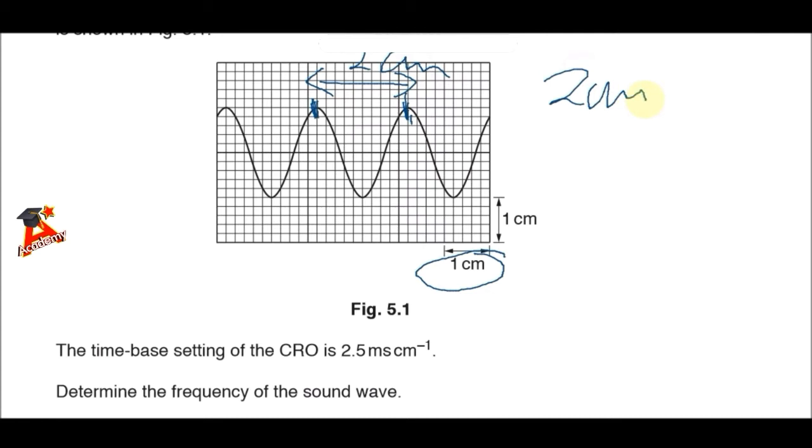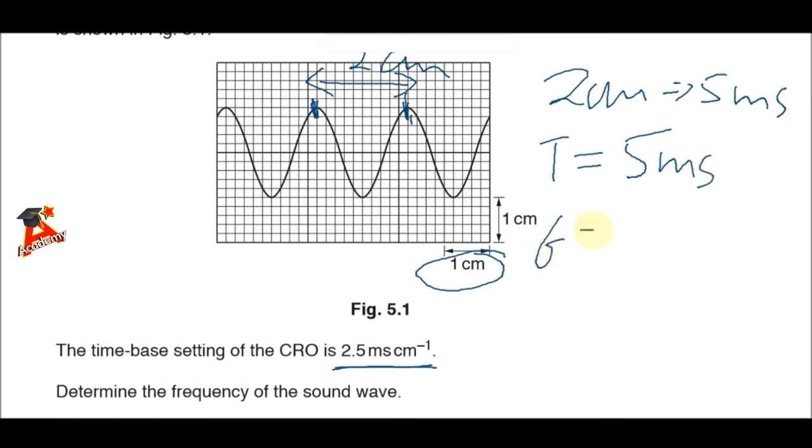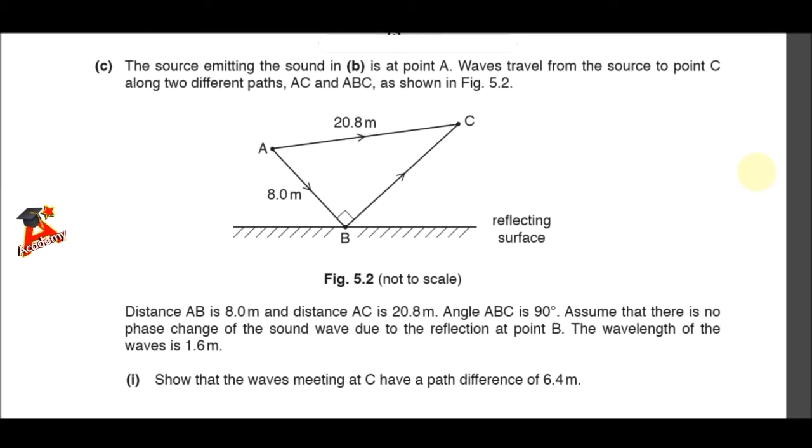Right. According to the scale down here, we are told that 1 centimeter represents 2.5 milliseconds. So 2 centimeters is 5 milliseconds. That 5 milliseconds is our period. And from the period we can calculate the frequency. So frequency is 1 over period, which is 1 over 5 milliseconds. This gives us a frequency of 200 Hz.